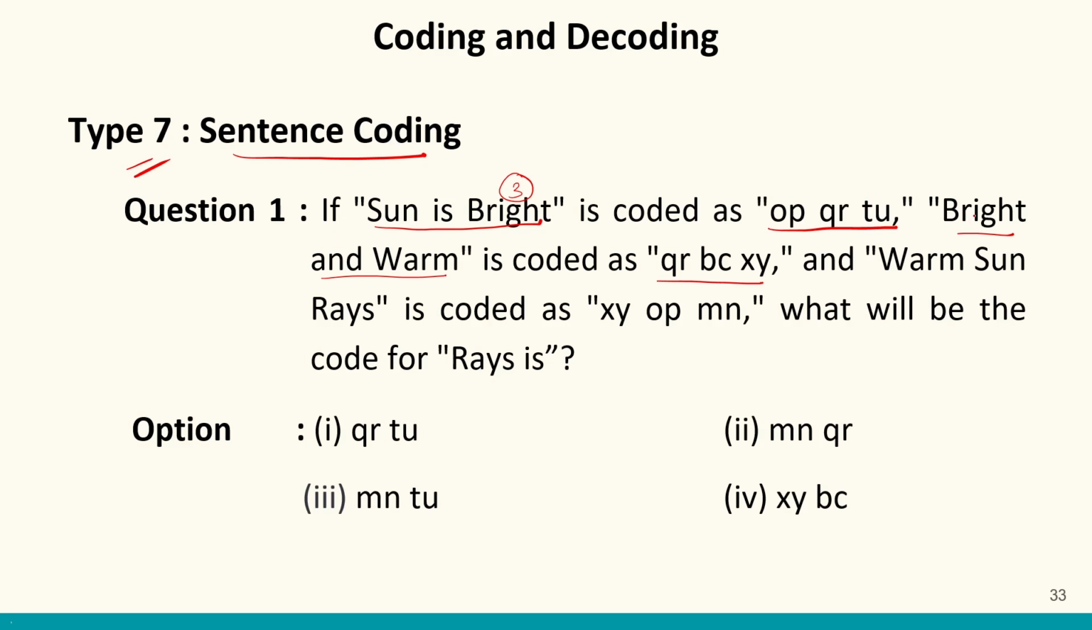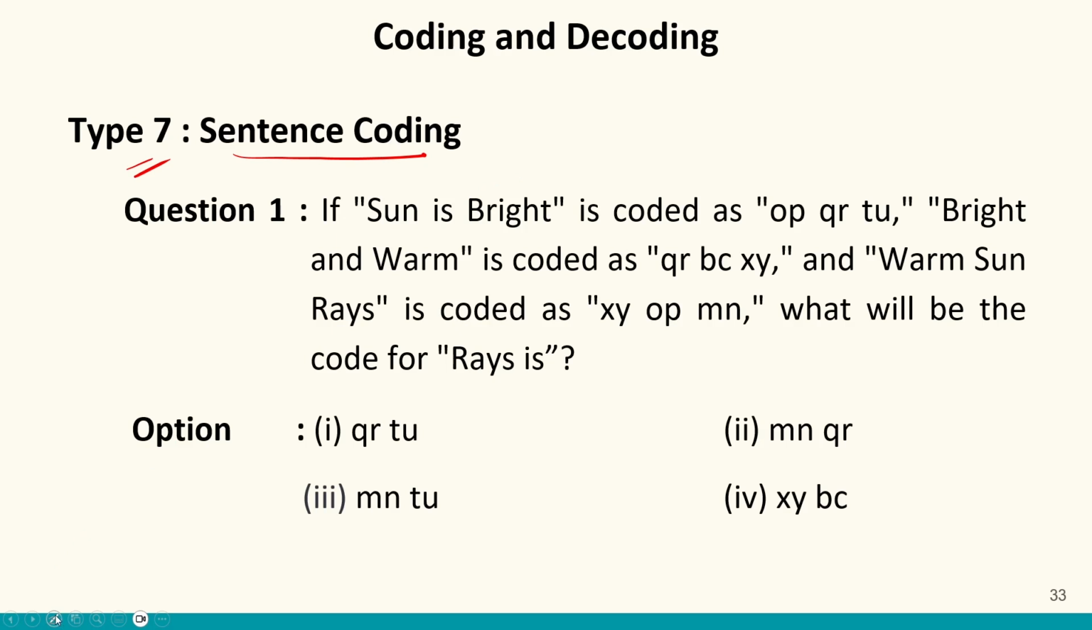Let us check if that is true. For bright and warm, here the bright is at first position. So TU should be at first position. But we don't have TU in this sentence, in this code. So that means that the coding is jumbled up. So if the coding is jumbled up, we first find the common letters and then try to find the code.